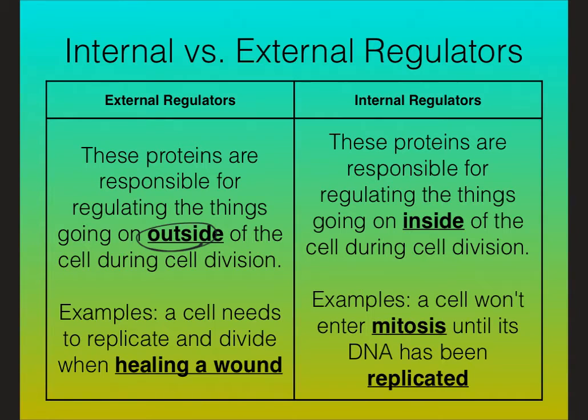Internal regulators would go with inside. So for example, it says the cell won't enter mitosis until DNA has been replicated. So you saw on the previous slide that you have several proteins that show up within the cell cycle inside of the cell to start working through some of those things that need to get done during each of those steps.